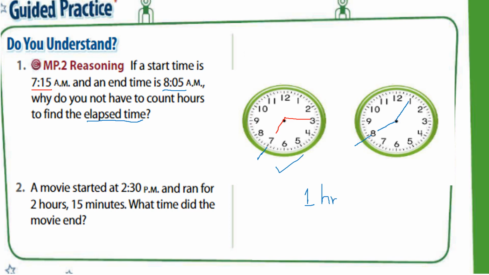Now let's count the minutes. In the first clock, the minute hand is on number 3. And in the second clock, the minute hand is on number 1. Now let's count it by using skip counting. We have to start from 3 and we will count till 1. So 5, excellent, 10. Count with me. 15, very nice. 20, 25, excellent, 30.